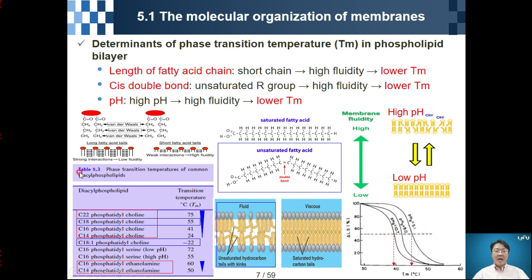Okay, in this table 5.3, you will see the phosphatidylserine, where one case is in lower pH and the other case is in high pH. When they were in lower pH, the transition temperature is 72, and when they were in the high pH, the transition temperature is 55. So it means that the high pH exhibits lower TM. It's like this.